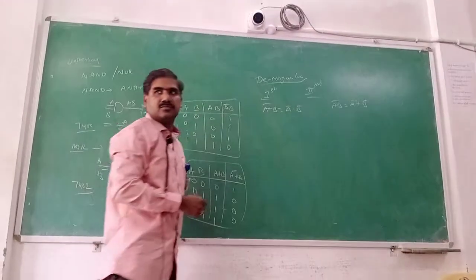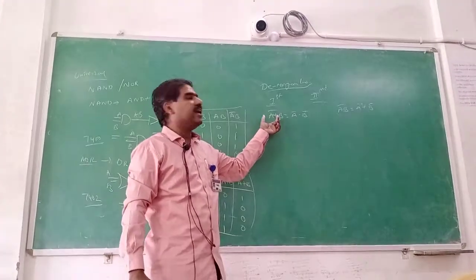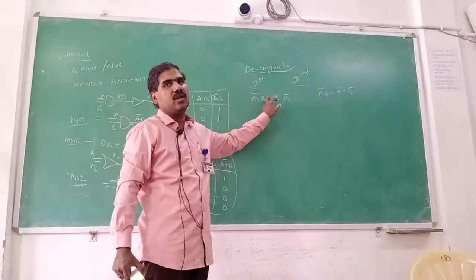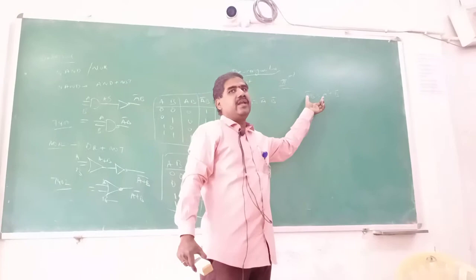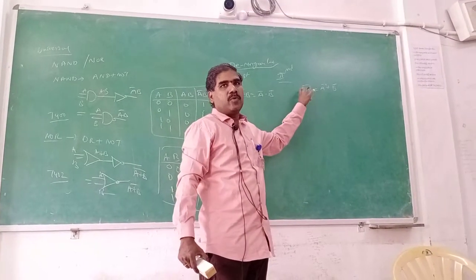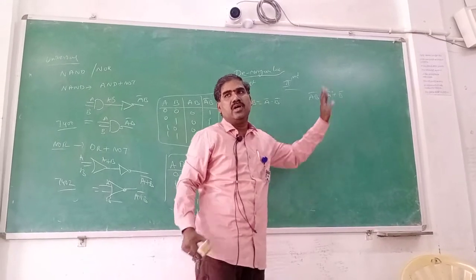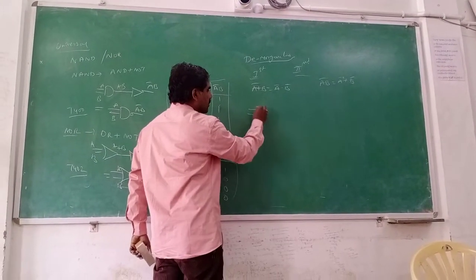For A plus B bar, we can write the statement as: the logical complement of the sum of inputs is equal to the logical complement product of individual inputs. Again, we can write: the logical complement of the product of inputs is equal to the sum of the logical complements of individual inputs. Truth table or logic circuit first. First one is A plus B bar.